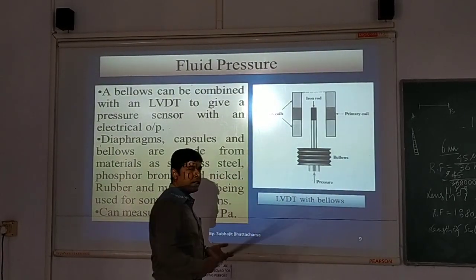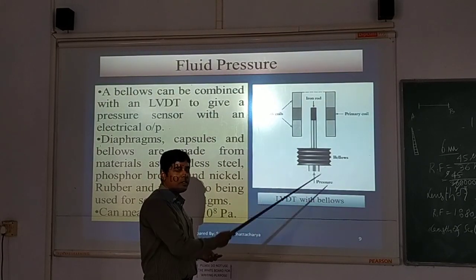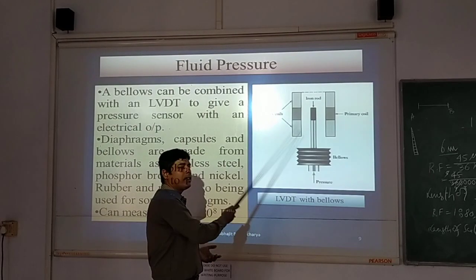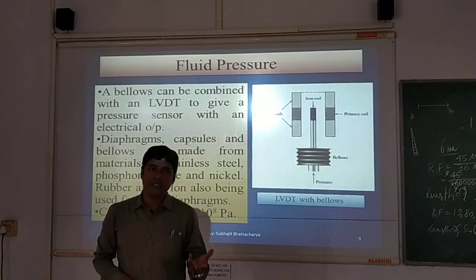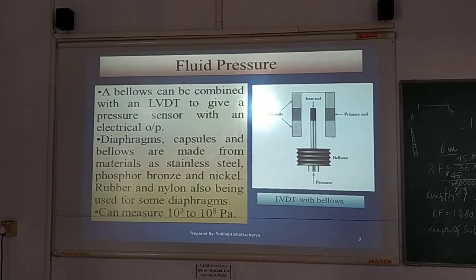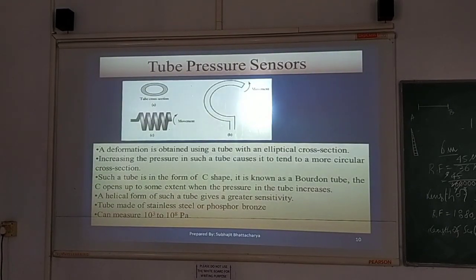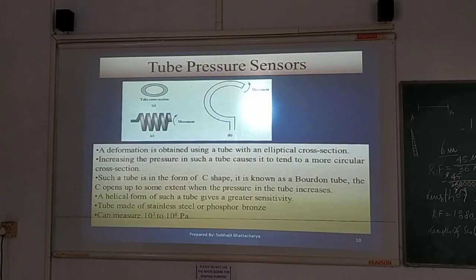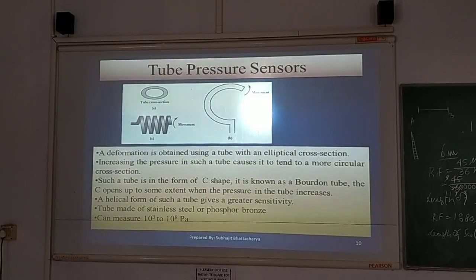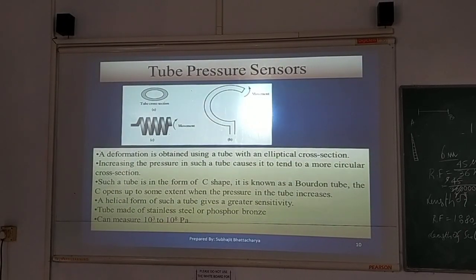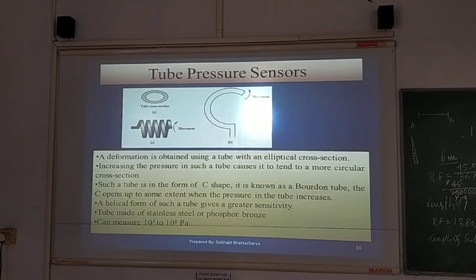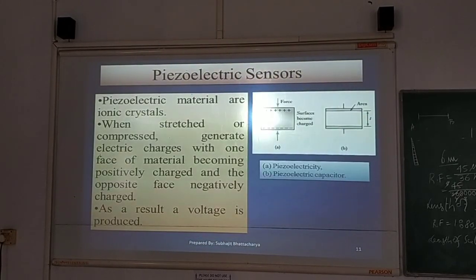Even a capacitive sensor can be used here. The middle plate or the dielectric plate is moving, or one of the plates is moving, and it is attached to this bellow. So in many sensors this can be utilized. And you know, Bourdon tube and helical spring tube can also be used for measurement of pressure as pressure sensors.